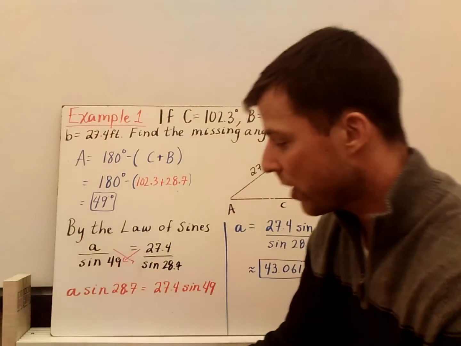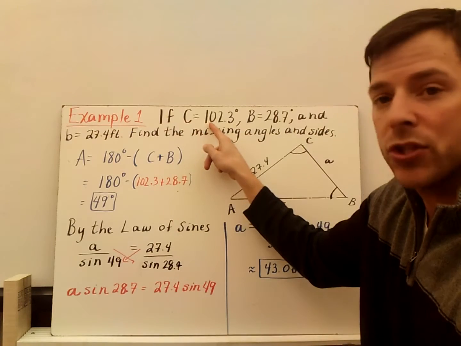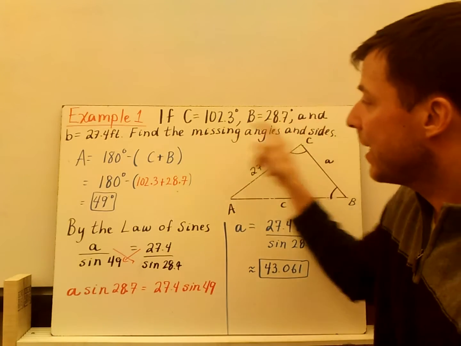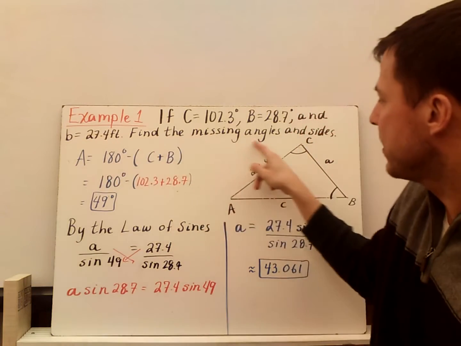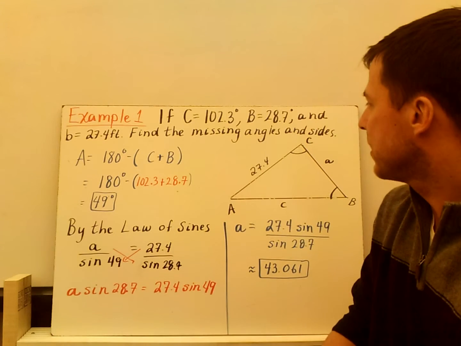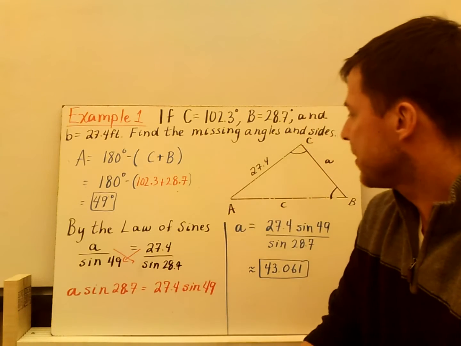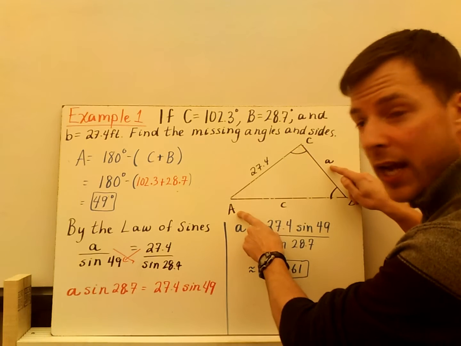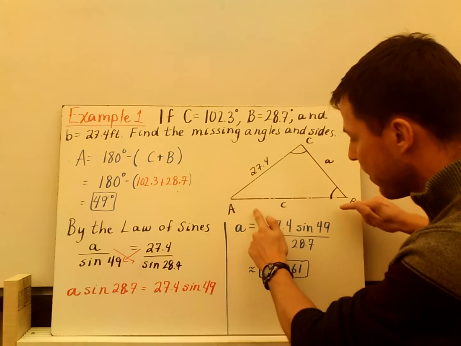So let's solve some triangles. Example 1: if C is 102.3 degrees, B is 28.7 degrees, and b equals 27.4 feet, find the missing angles and sides. So we have to solve everything. In this example, we have two angles and a side. We've drawn the figure here, and notice across from the angle A is a, across from B is b, and across from C is c. So here's my figure.